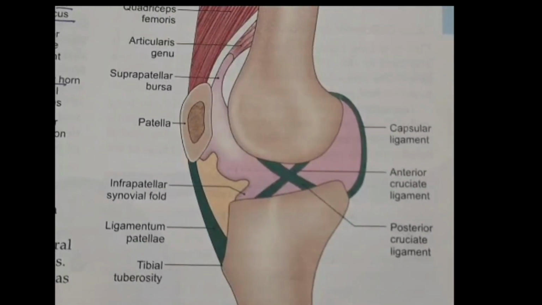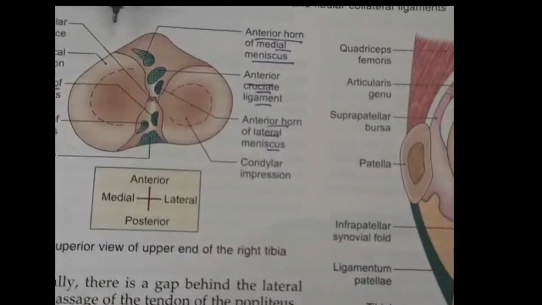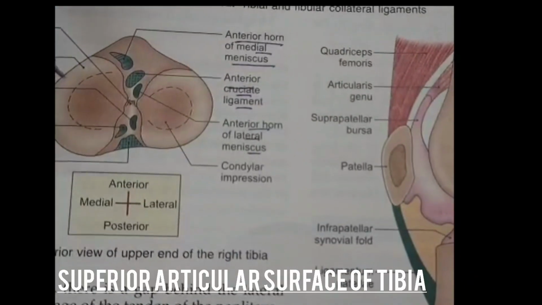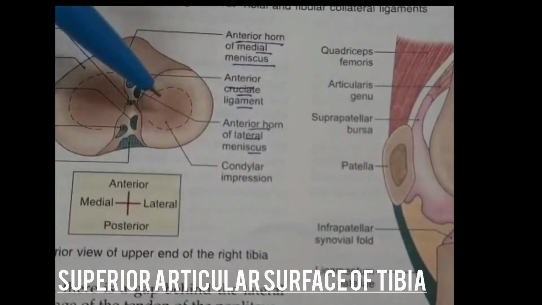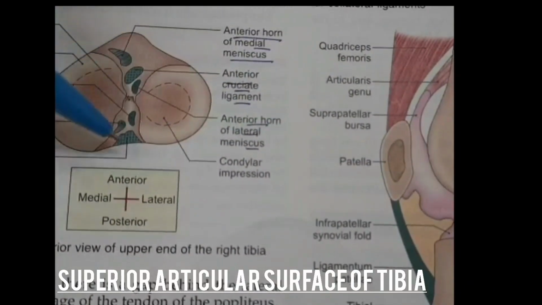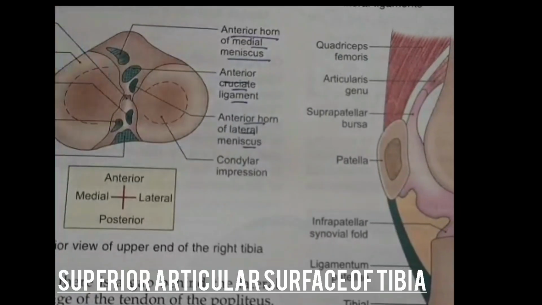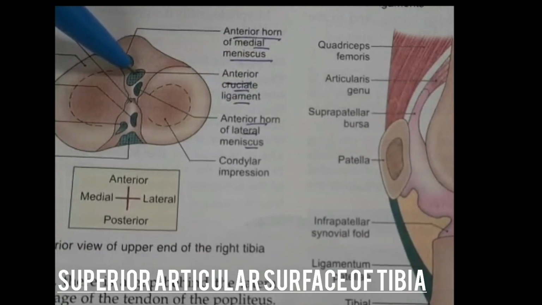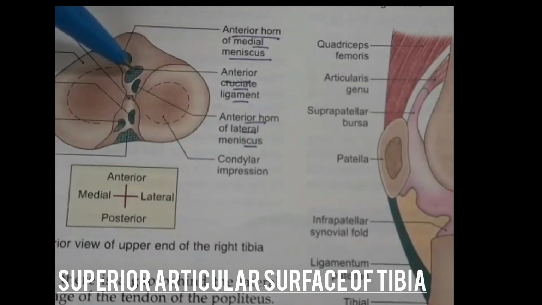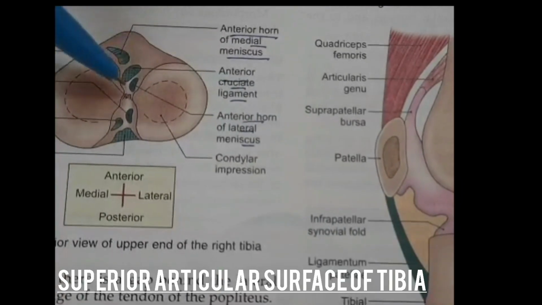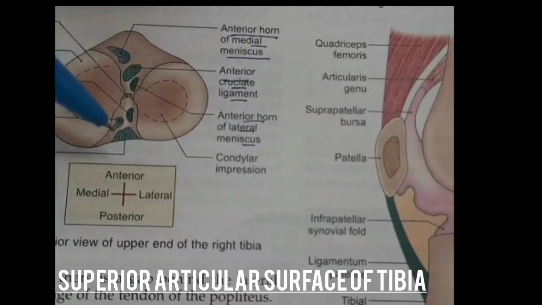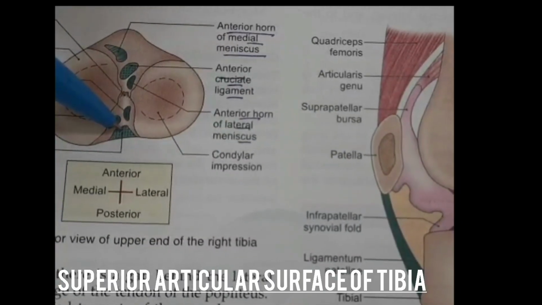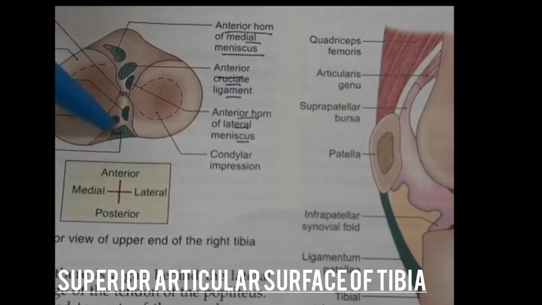Now same thing here we will see. This one is the upper articular surface of the tibia. In the tibia we have medial and lateral condyle. In between them there is the intercondylar area. Now you can see here, this one is the attachment of the anterior cruciate ligament. So the anterior cruciate ligament starts from the anterior part of the intercondylar area, while the posterior cruciate ligament starts from the most posterior part of the intercondylar area.